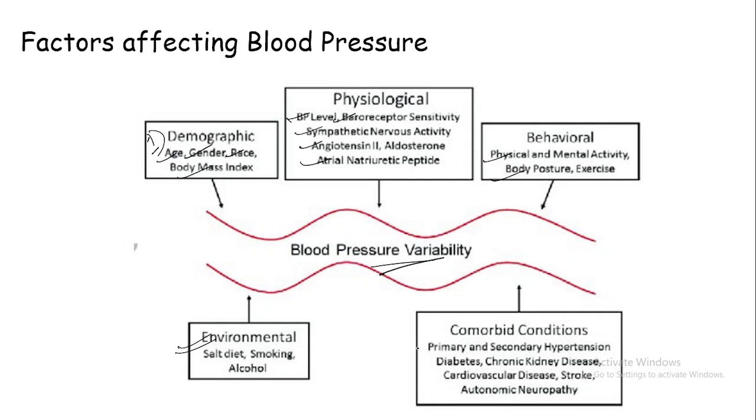Comorbid conditions such as primary and secondary hypertension, diabetes, chronic kidney disease, cardiovascular disease, stroke, autonomic neuropathy, all these already existing underlying health conditions can also result in varying blood pressure. You can normally see that in 100 people who are diabetic, around 40 to 50 are diagnosed or also treated for blood pressure. So all these are interrelated.